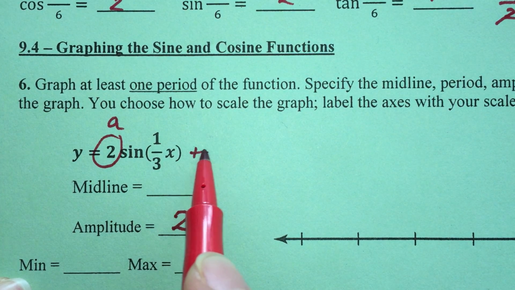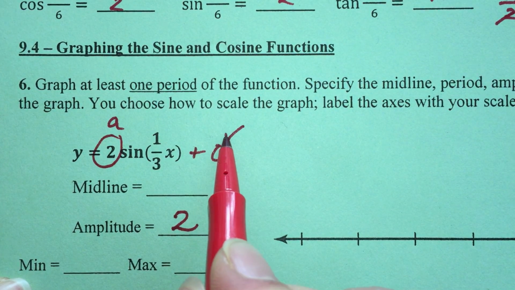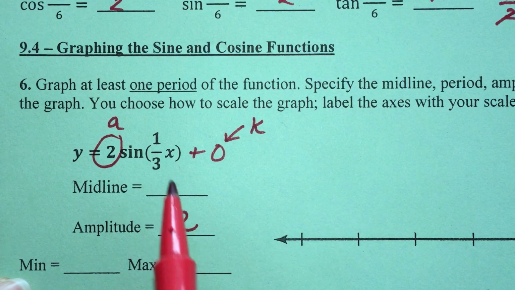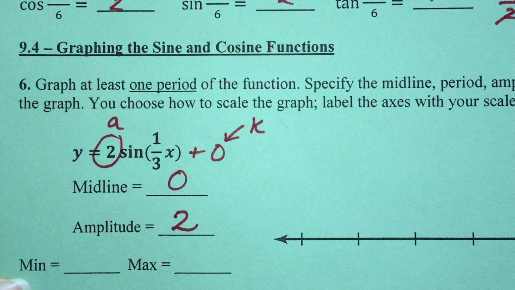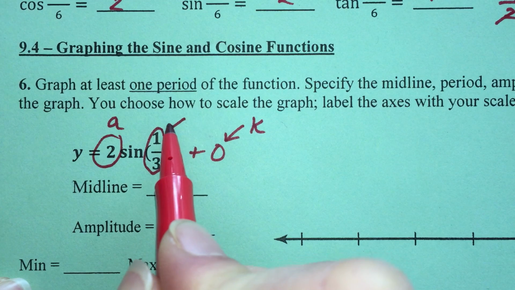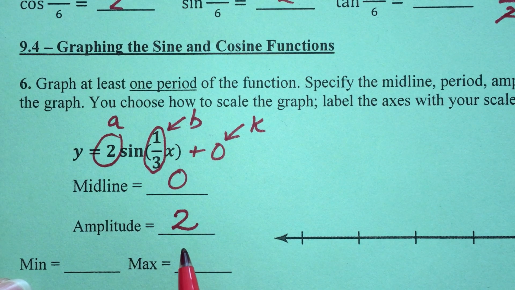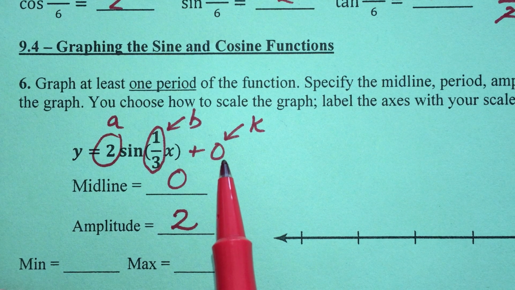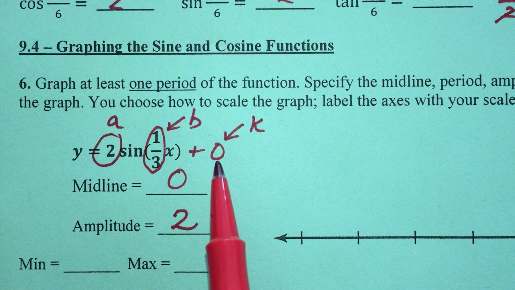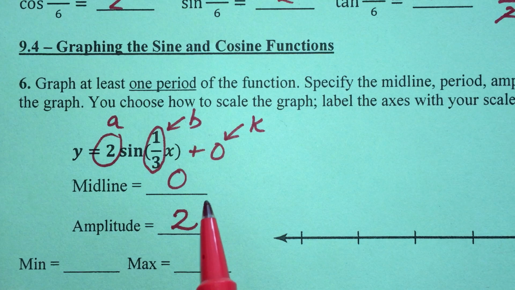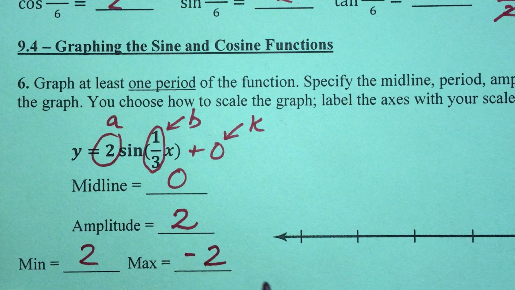The midline is the plus k right here, but there's a 0 really, so the midline is at y equals 0. This is the b value of 1/3, and that's going to be needed to compute the period of the function. So first of all, min and max, if 0 is the midline, that's where the function can be folded in half vertically. That means it's going to go up to +2 and down to -2.